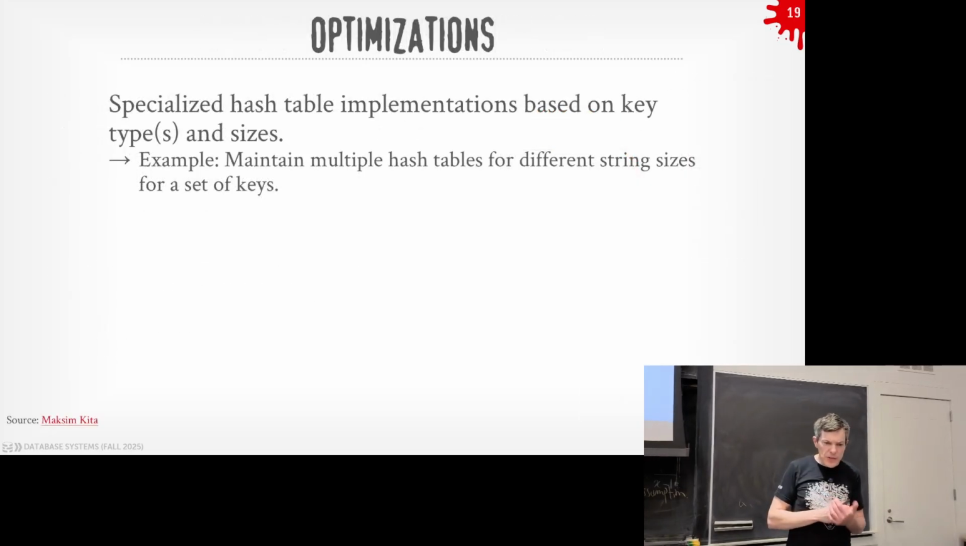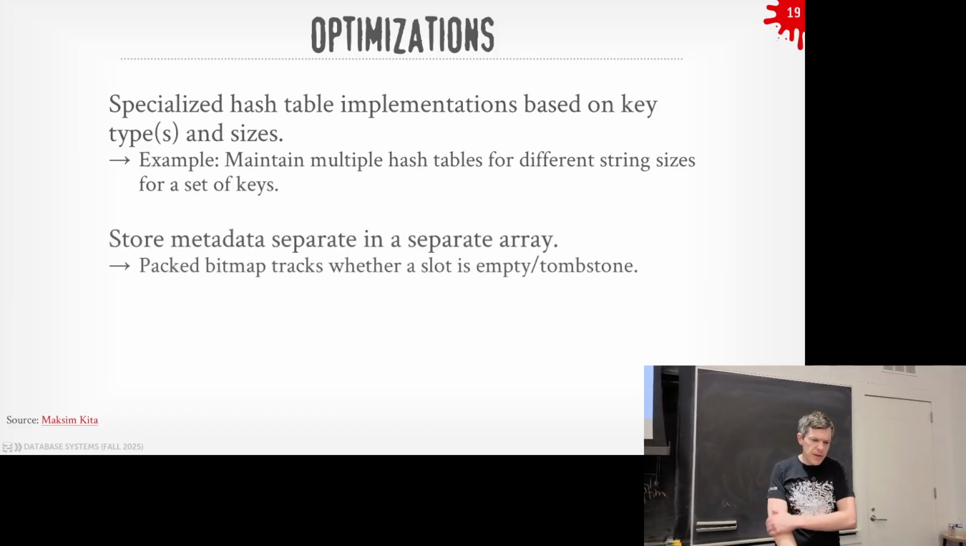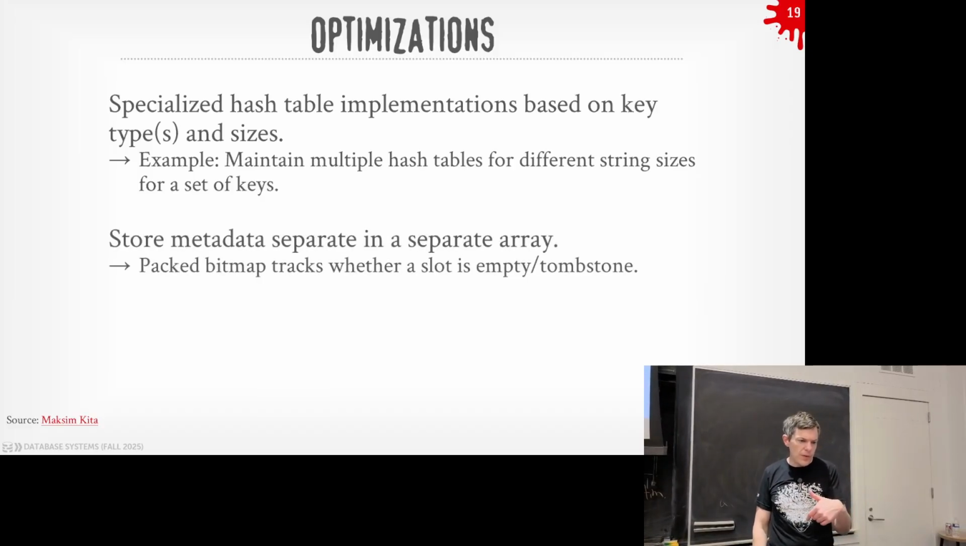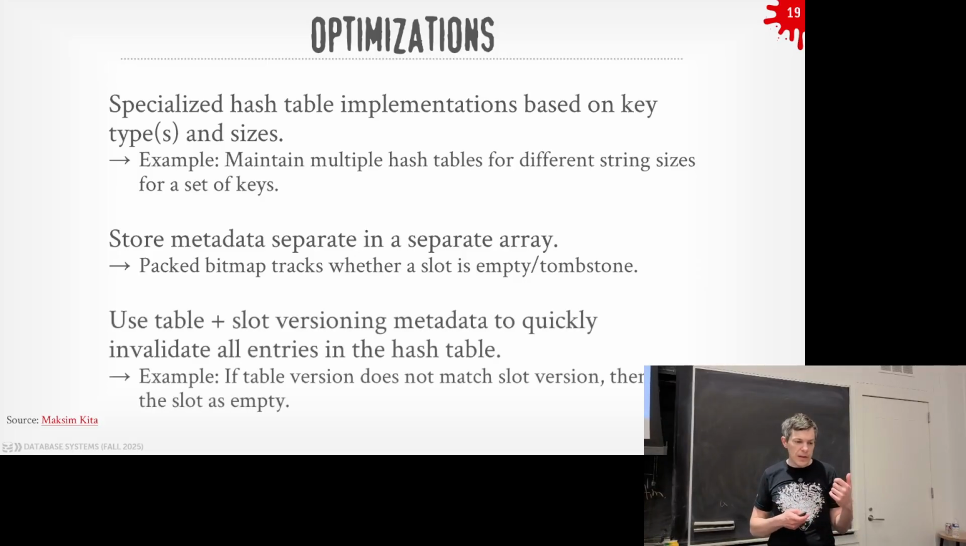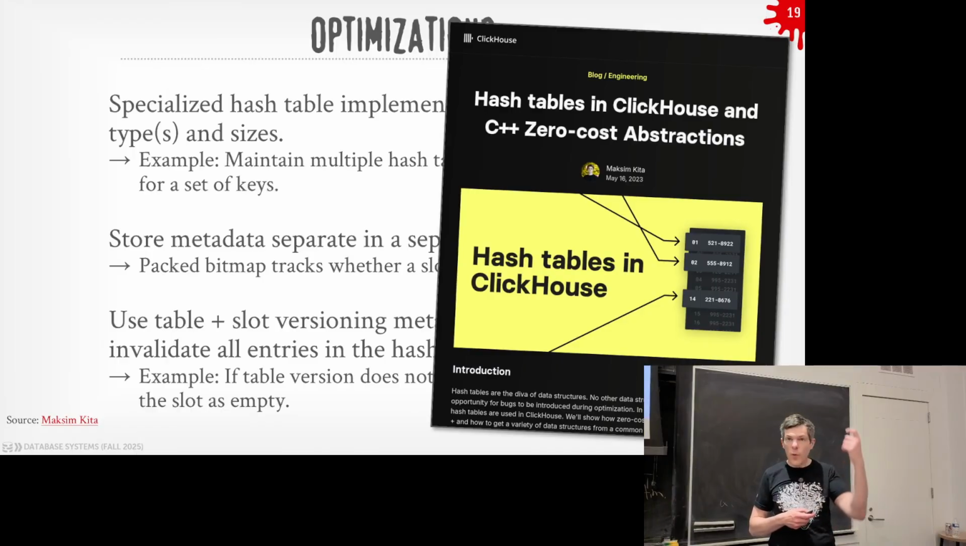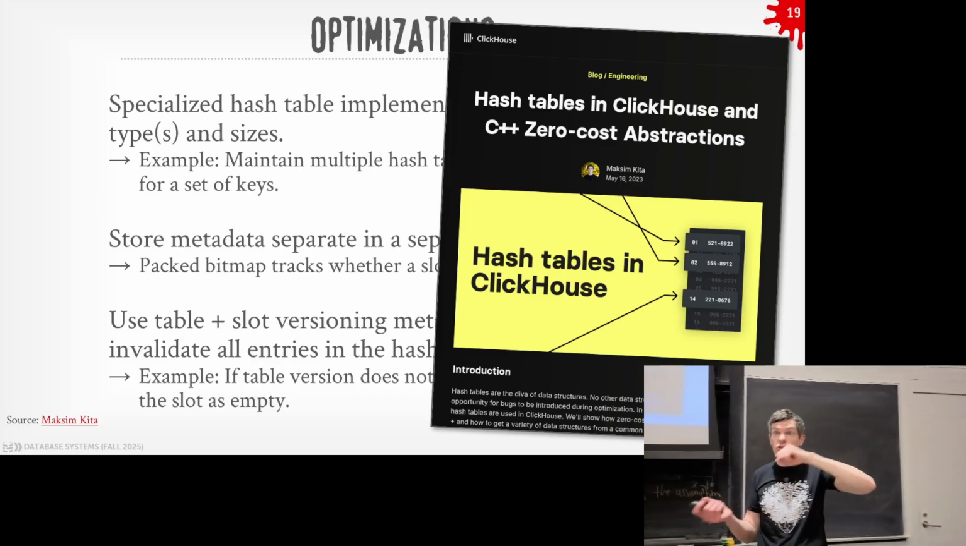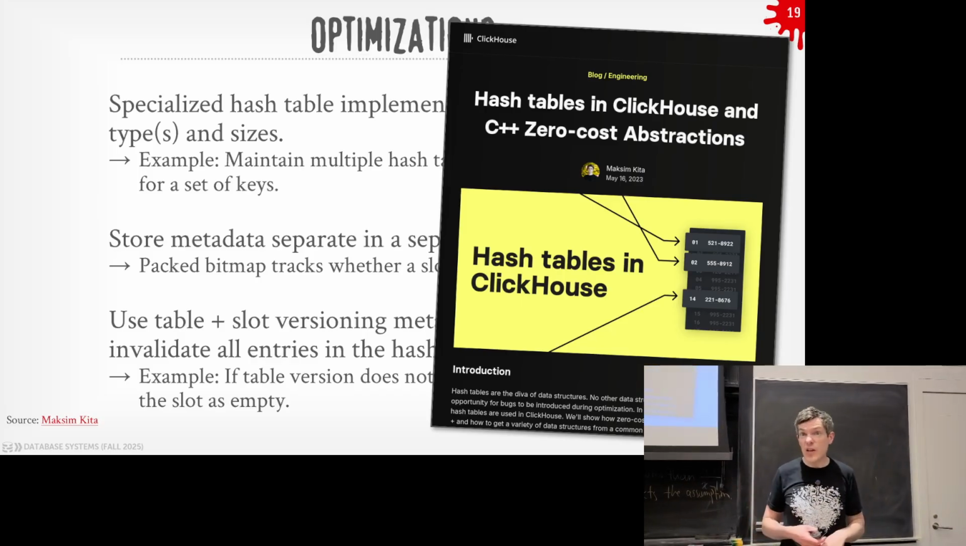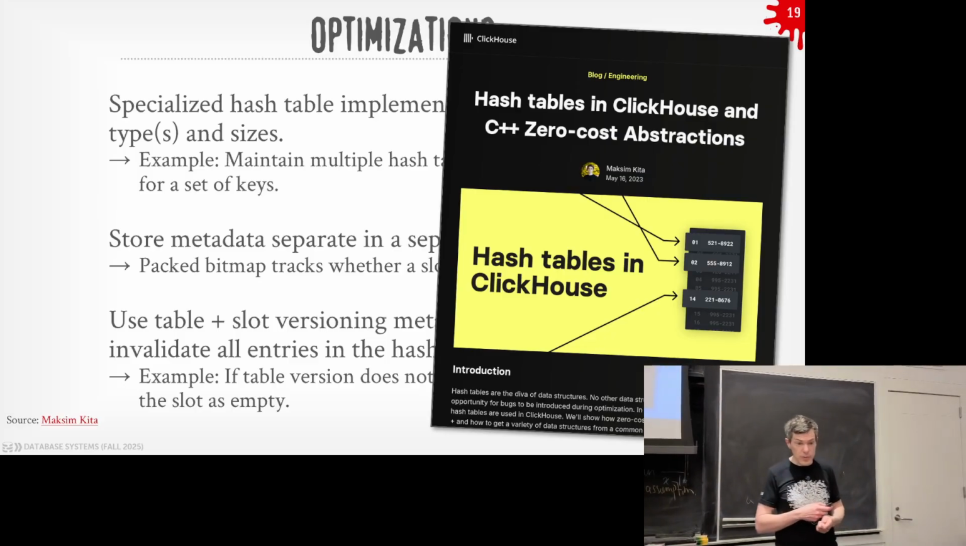Let me skip optimizations. Just to say, you could have specialized hash tables based on the keys. In ClickHouse, for example, they have hash tables for strings, separate hash tables for integers, and separate hash tables for large strings. They have 20 different hash tables in their implementation, which is crazy. They have an amazing blog article that talks about a lot of these things.